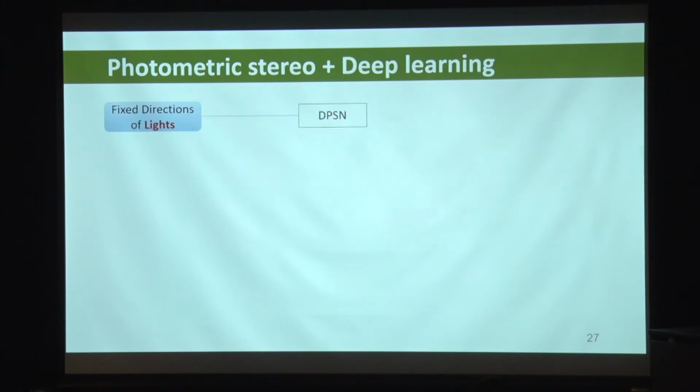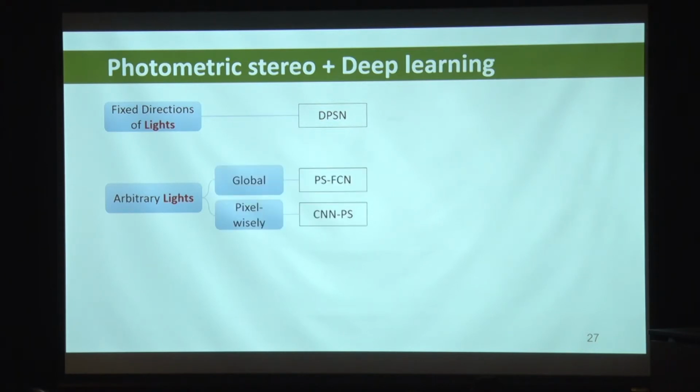So in order to combine photometric stereo with deep learning, the first work is called Deep Photometric Stereo Network. They do it by using a fixed direction of light, meaning the training and testing have the same fixed set of lighting. And of course, this is not a practical setup. You definitely want to make it more flexible so it can support arbitrary lighting directions as the input. So later in ECCV 2018, coincidentally, these papers were published at the same time, that try to solve this problem either in a global manner or in a pixel-wise manner.